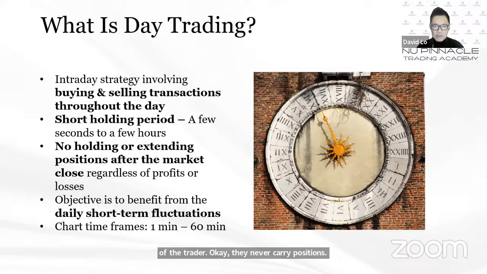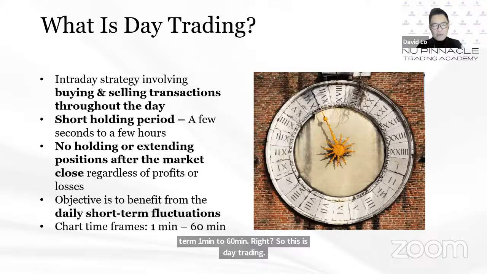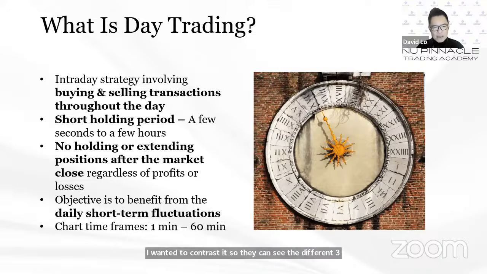Now, the objective is even shorter term: they look for the daily range, short-term fluctuations. And the charts they look at could range from a very short-term 1 minute to 60 minutes, right? So this is day trading. I wanted to contrast it so you can see the three different styles as well. Later, we'll give you a chart to summarize that, right?